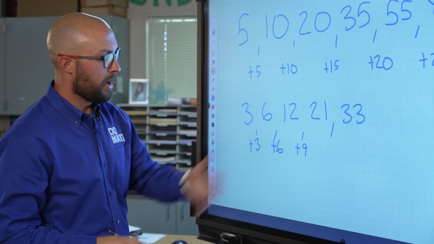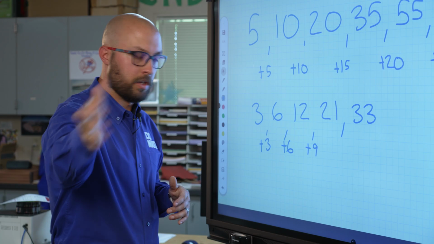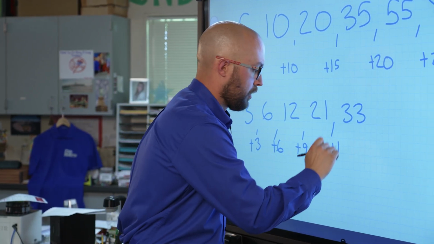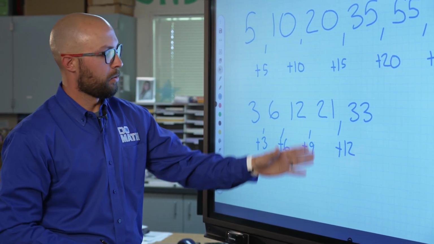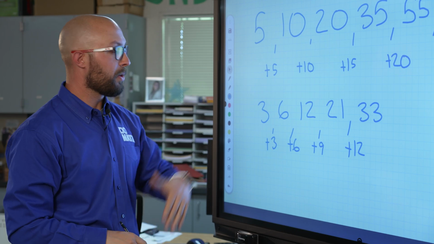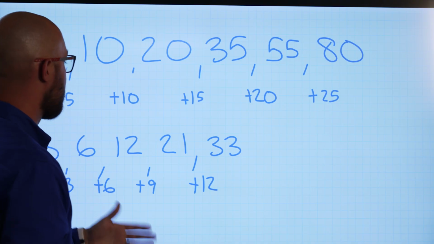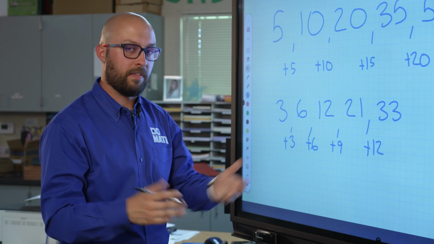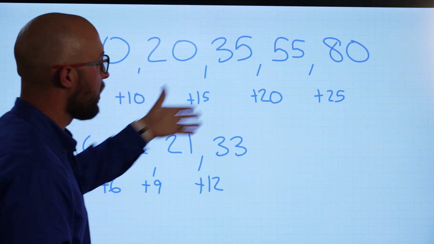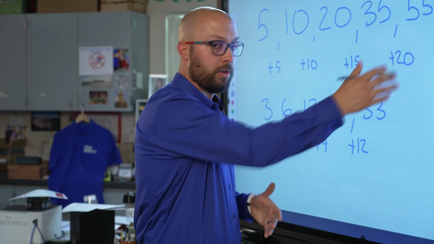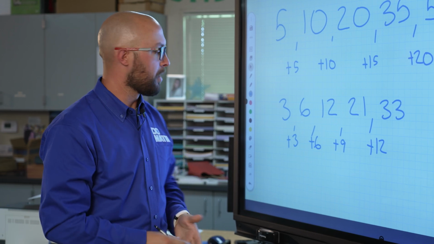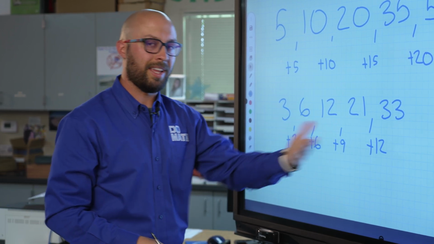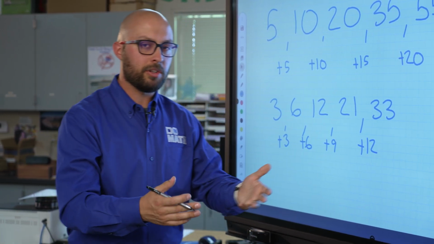3, 6, 9. What's our next one? 12, very good. Add 12. 21 and 12 does give me 33. So we notice again another pattern, even though it's not the same counting by 5s, just like before. It didn't end up being counting by 5s, it was counting by multiples of 5. Down here we see the same concept, but now with multiples of 3 increasing in value. Again, we see growth.